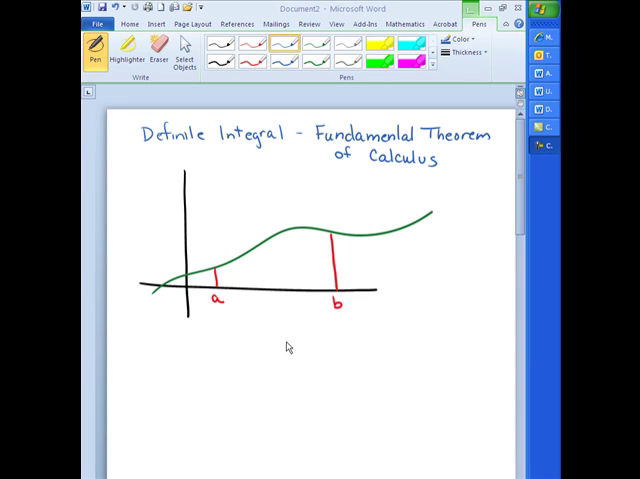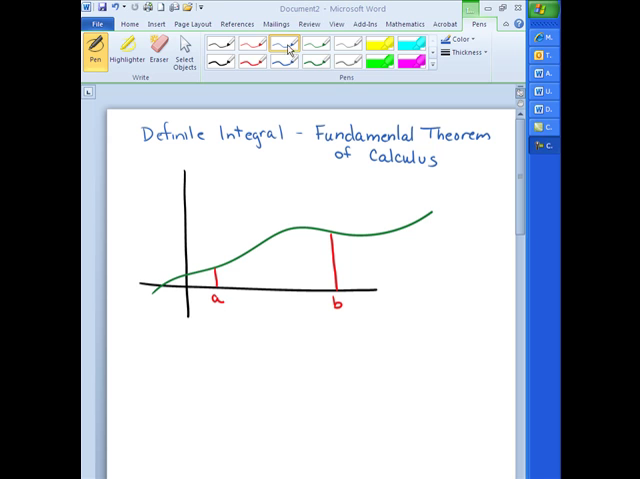Today we're going to look at the definite integral, which is based on the fundamental theorem of calculus. The definite integral is a pretty basic process once you integrate, but the key is understanding what the definite integral means. So let's review what we're doing when we find the integral of something.